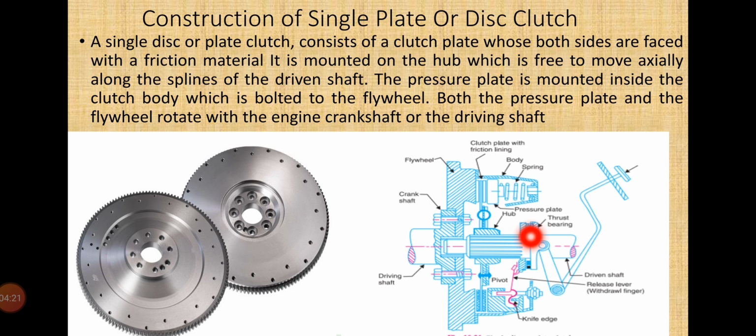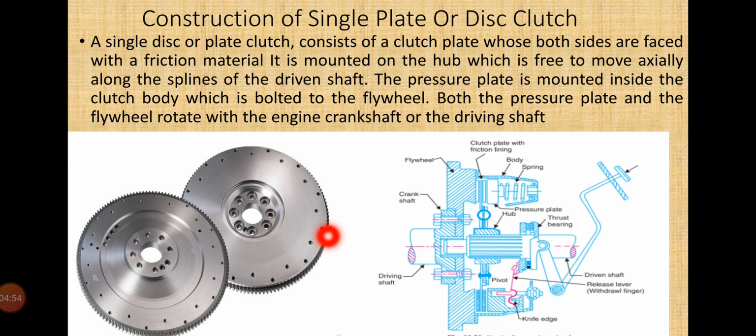Now this is the construction, and in actual practice the flywheel looks like this. There are teeth cut on the circumference of the disc, because there is also a pinion connected with this flywheel, and the pinion is directly connected with the starting system of the vehicle. When we use the self-starter in the car, the pinion starts rotating, and due to the pinion rotating, the flywheel rotates and gives power to the engine, and then the engine will start.